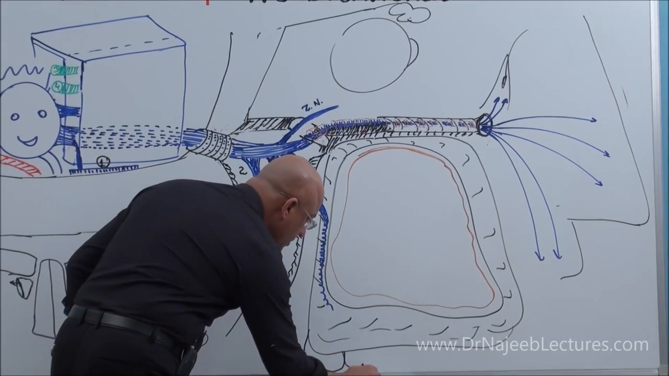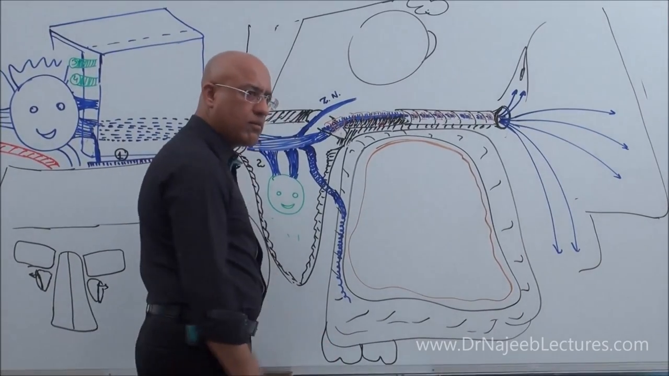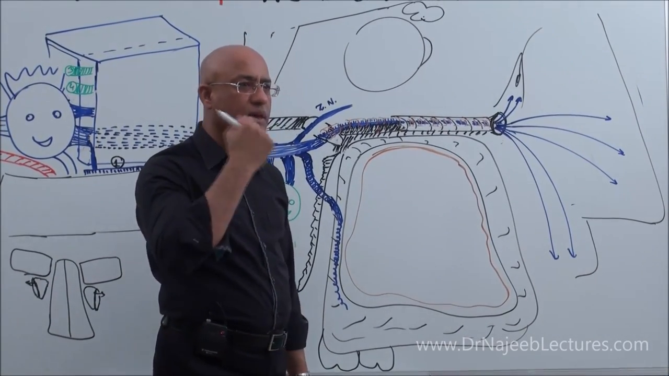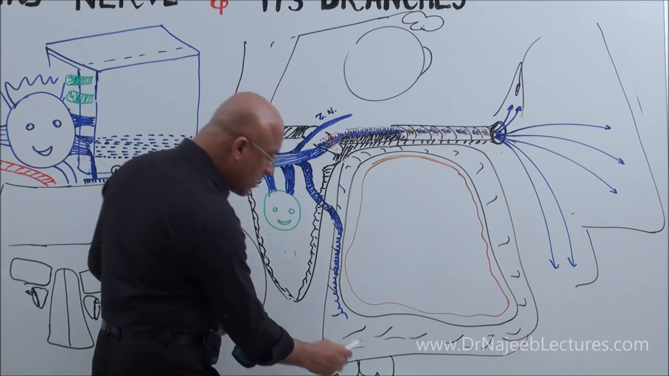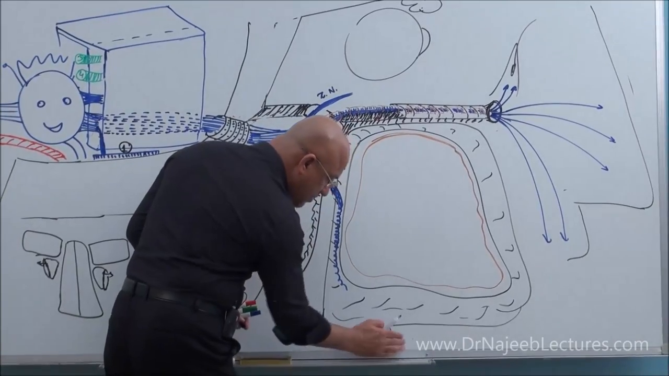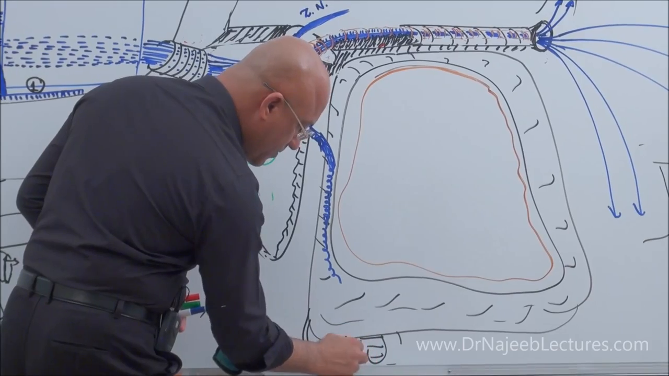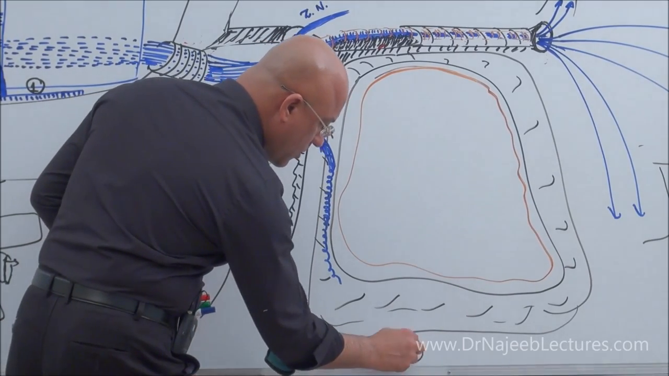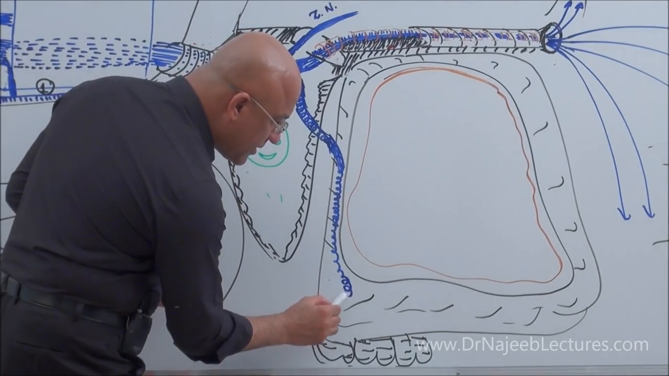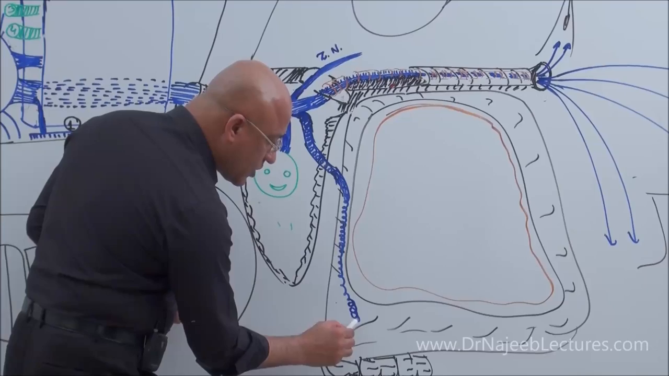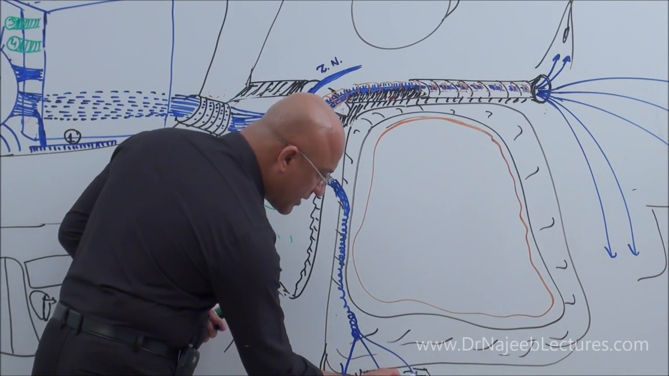What are these? These are molars. How many molars do you have? No, on one side, upper jaw. Three. Okay, so these are the molars, and let me draw the molars, right? These are your molar teeth. Now, this branch will come down, right? And finally it is going to supply, what are these teeth? Molar teeth.